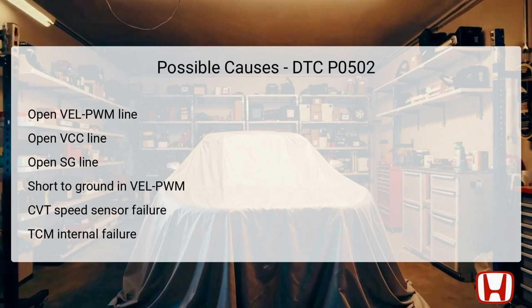Additionally, a complete failure of the CVT speed sensor itself is a viable cause, as this would disrupt the normal operation of vehicle speed detection. Lastly, an internal failure within the TCM could also lead to erroneous readings or signal interpretations. Each of these causes should be meticulously examined when diagnosing the issue.